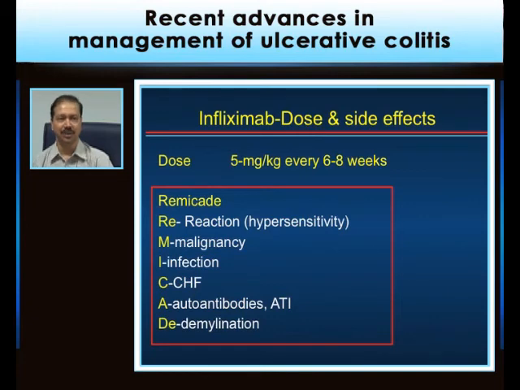Now, infliximab dose and side effects: typically the dose is 5 mg per kg every 6 to 8 weeks. There are several side effects. If you know the market name of infliximab, Remicade, you can remember the side effects from it. Remicade: RE is reaction, M for malignancy, I for infection, C for congestive heart failure, A for autoantibodies and anti-infliximab antibody, and D for demyelination.